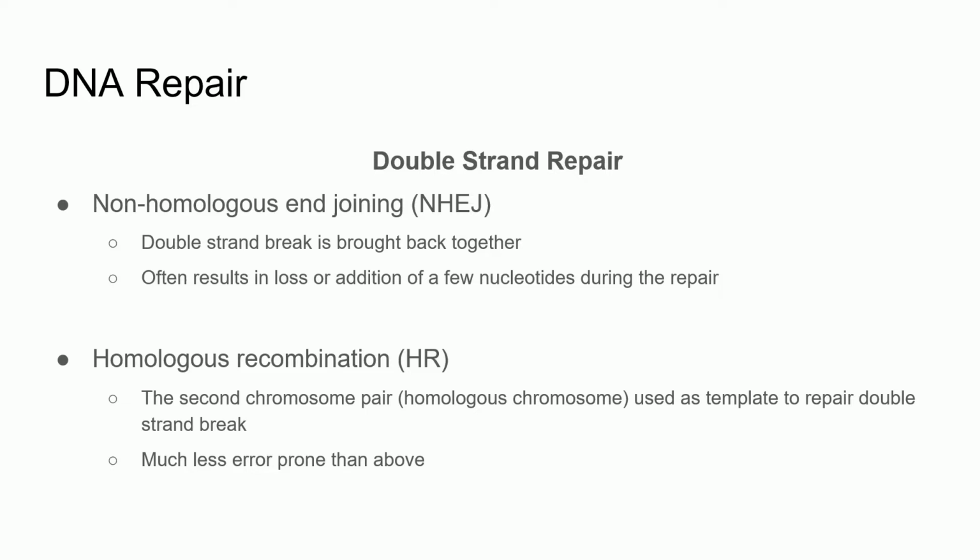Double-strand breaks occur through high-energy damage. Think radiation energy, for example. These are very serious breaks, as large portions of chromosomes can be lost or rearranged if not repaired. There are two main mechanisms for repair in double-stranded breaks: non-homologous end joining and homologous recombination.